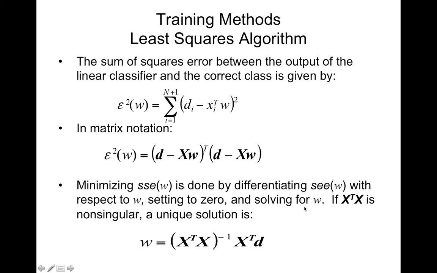If that's non-singular, we can come up with a unique solution that's given by the following. So your unique solution for w is X transpose X inverted, and then X transpose times D, where D, remember, is your correct classification, and X are your input variables.